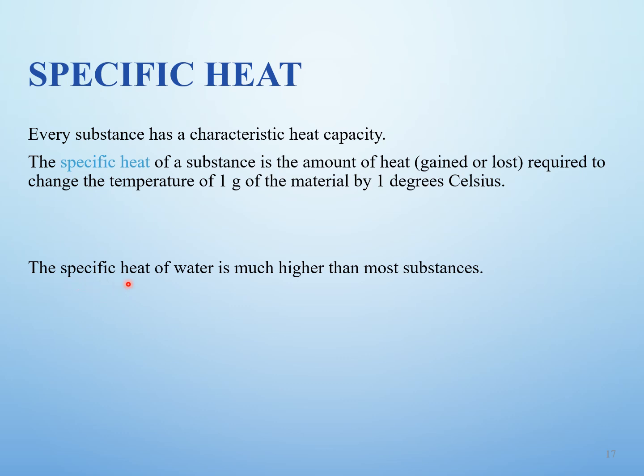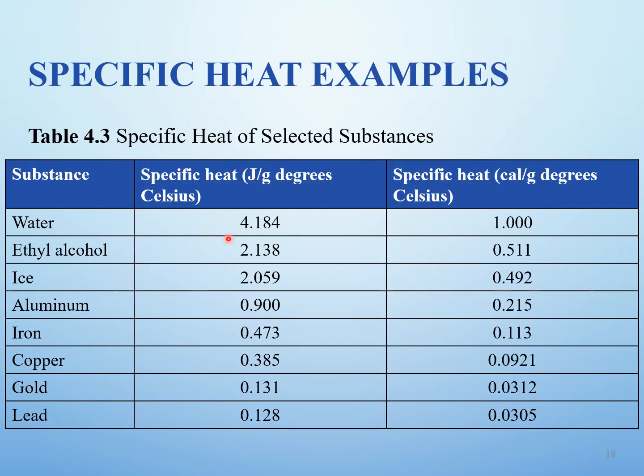Like it says here, the specific heat of water is much higher than most substances. Let's take a look. Water's specific heat is 4.184 joules per gram per degree Celsius. So it's 4.184 joules per 1 gram and 1 degree Celsius change. You see, alcohol is half of that. Ice is about half of that. Aluminum is really less than one, so less than 1/4 of it, 0.9. We've got iron, that's even smaller. Copper is even smaller. Gold and lead are even smaller.